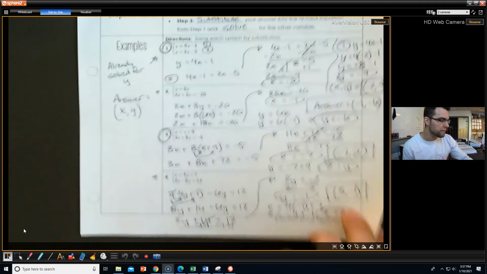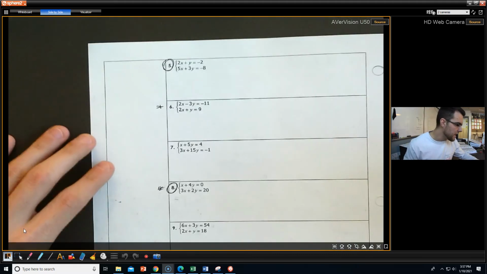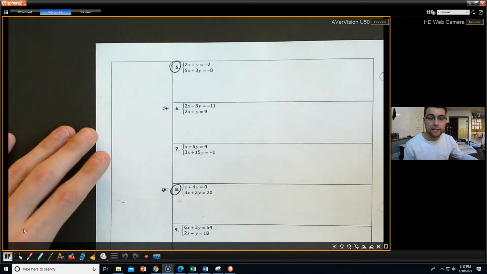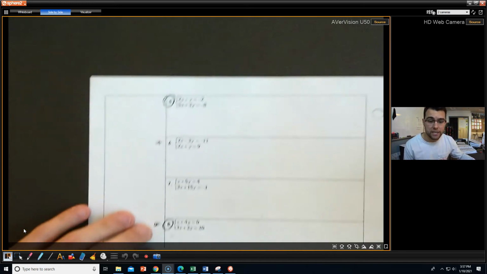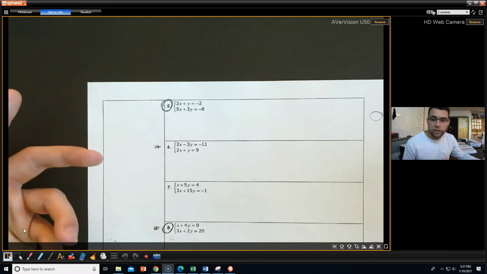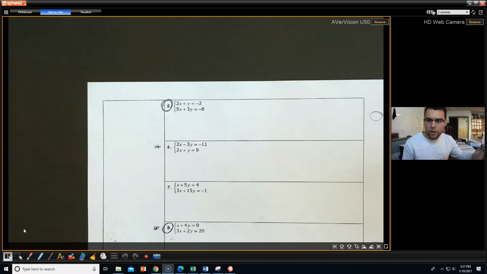We're going to flip the page, and let's take a look at something like number 5 and 6, okay? Because this time we actually have to utilize step 1. We don't have x or y solved yet, but it's actually not too bad, okay?